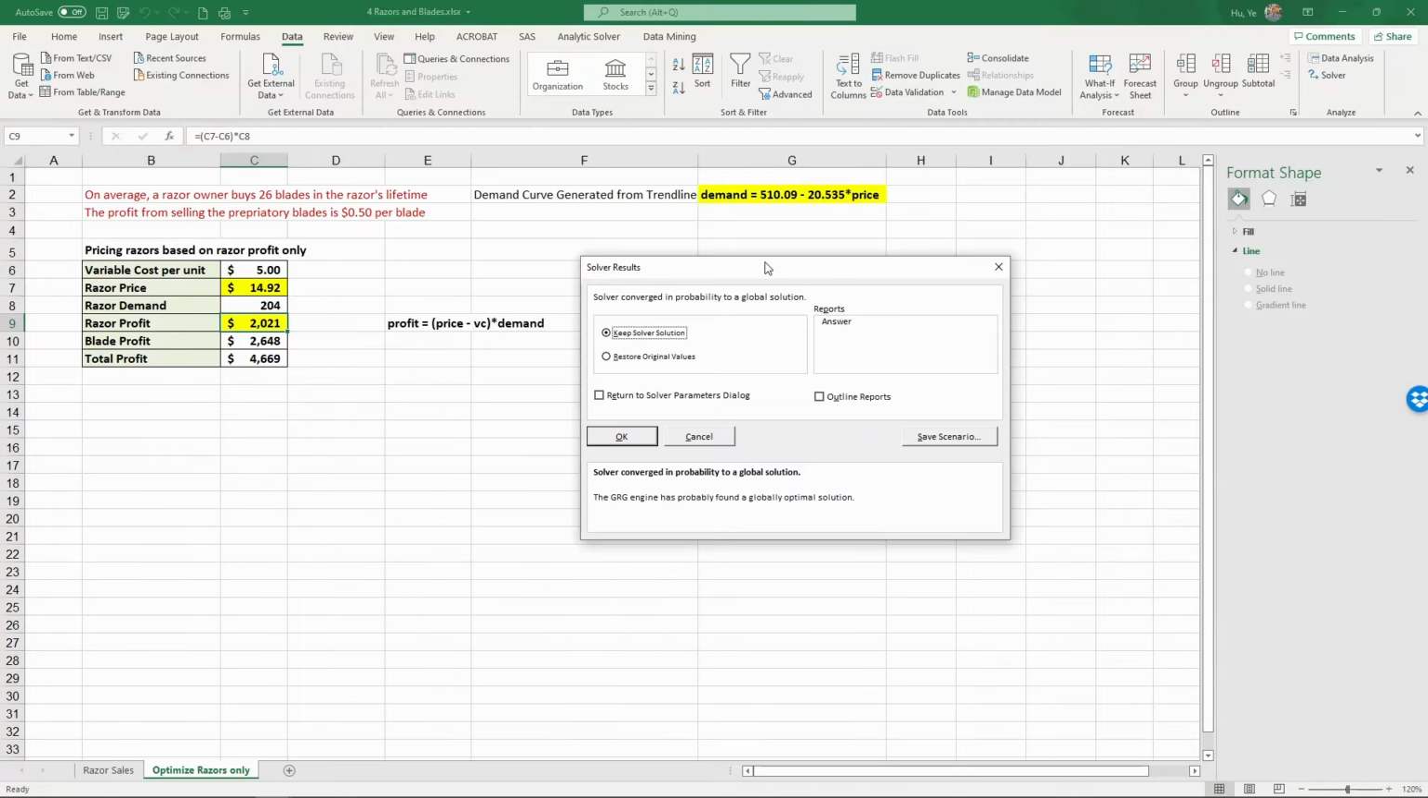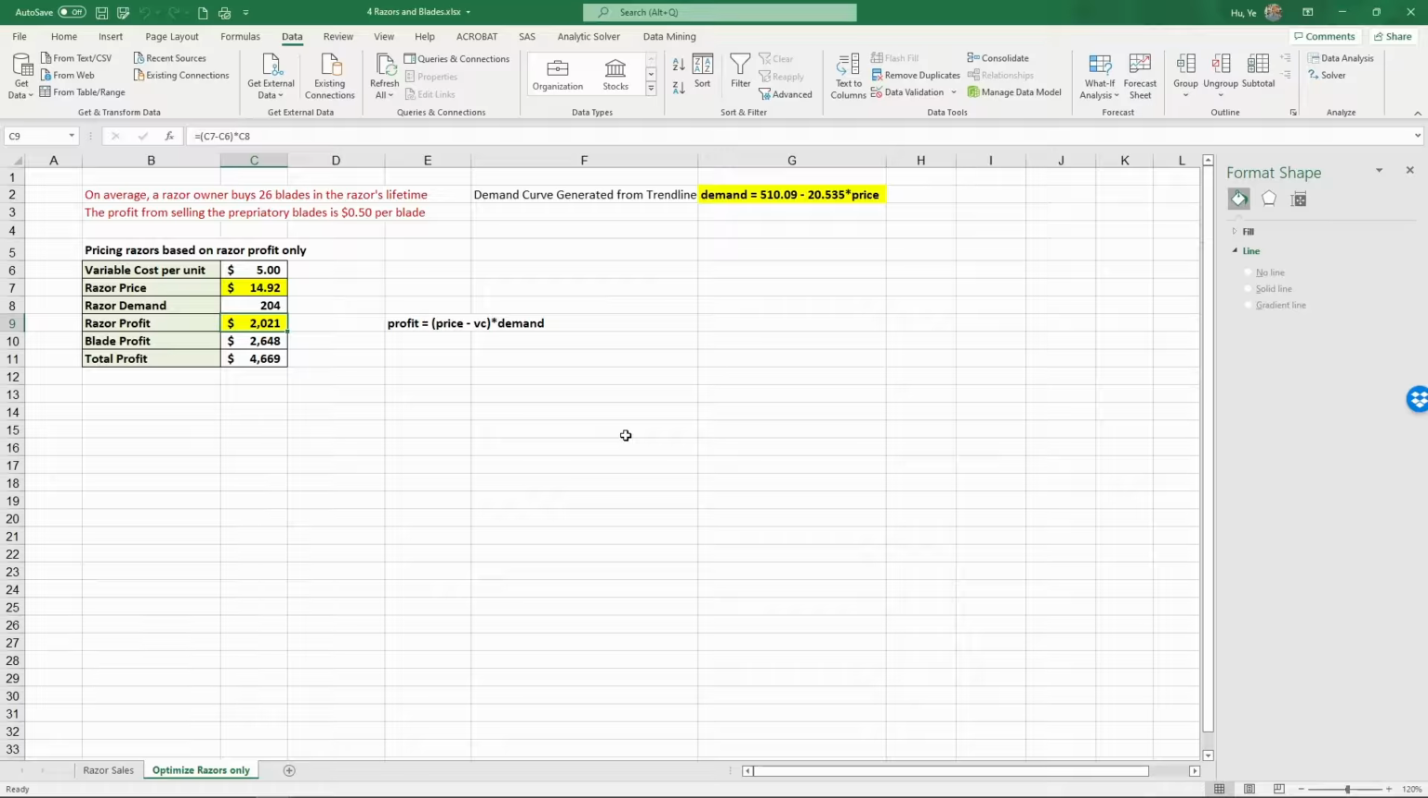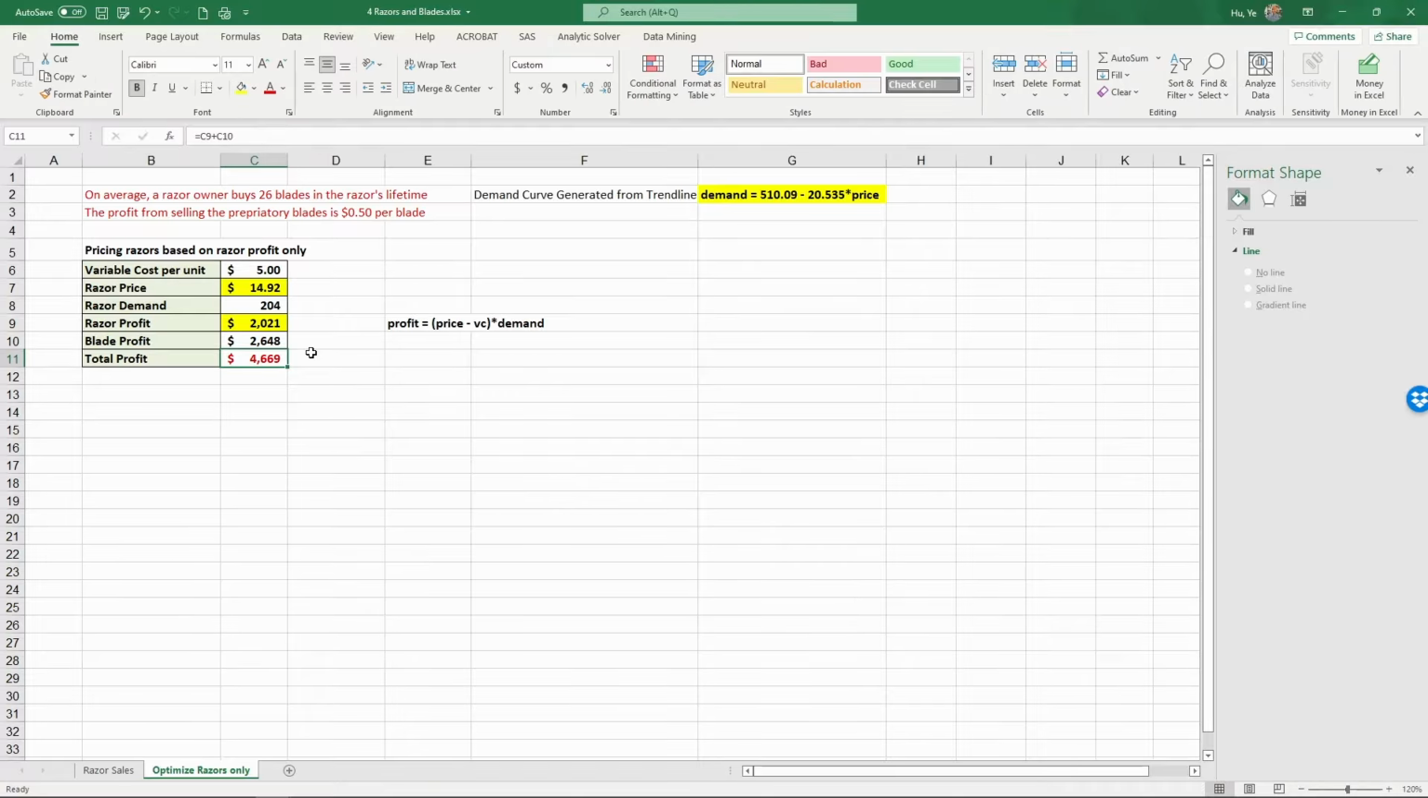For Solver, this is a quite simple problem, so it solves usually instantly. It says it's converged to global solution, and click OK. Now we have that the razor price is set at about $15, and the profit from the razor is $2,021, and the total profit is $4,669. Pay attention to that number. We're going to come back to it.